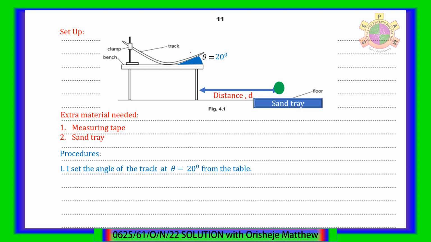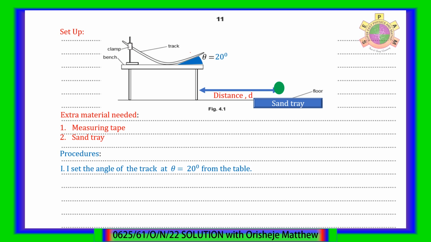So I can repeat it for every angle. I repeat it like 2 times, so I find the average of the distance. When the angle is 20, I repeat the distance. The first distance I measure is D1, then the second distance D2, and I will find the average.